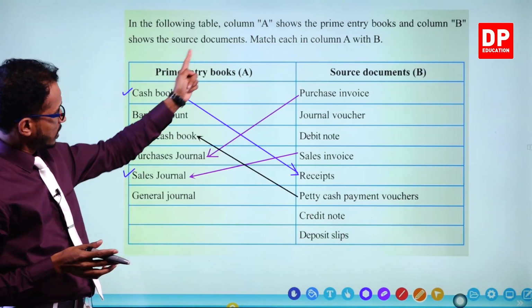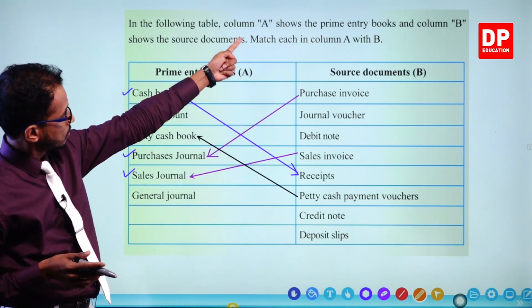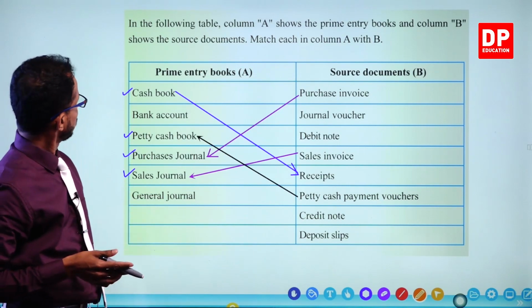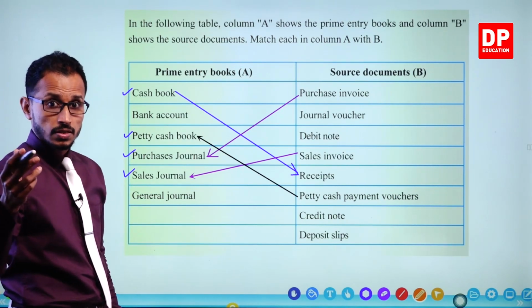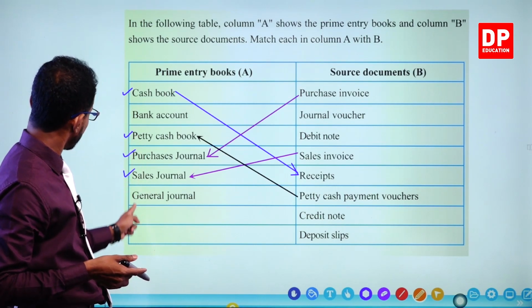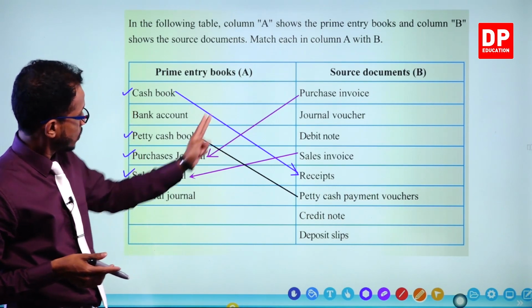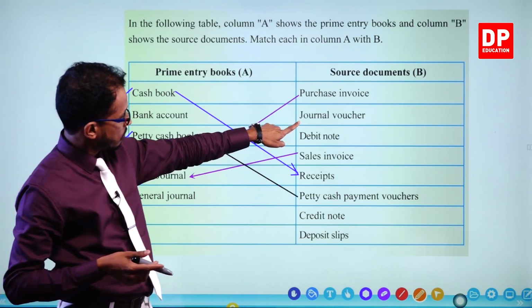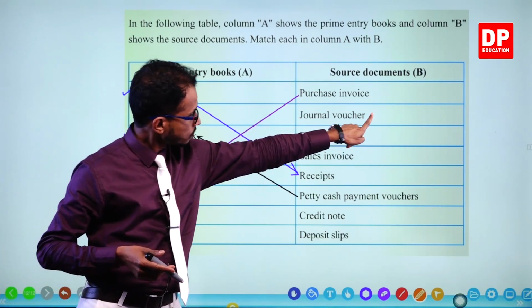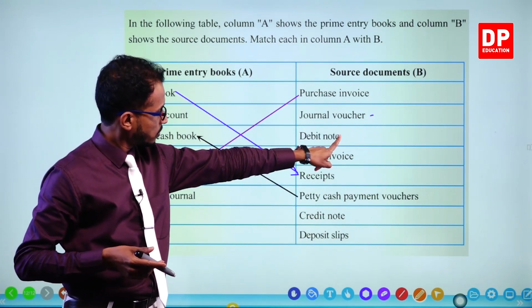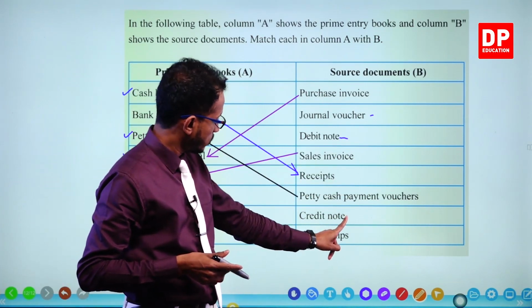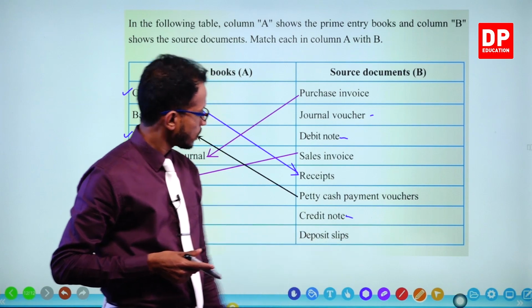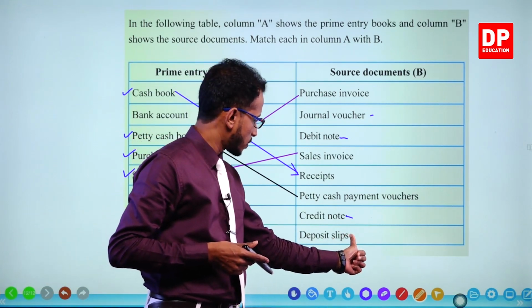For the bank account, what is the relevant source document? What do you think? The journal voucher? Or the debit note? Or the credit note? Or the deposit slip?